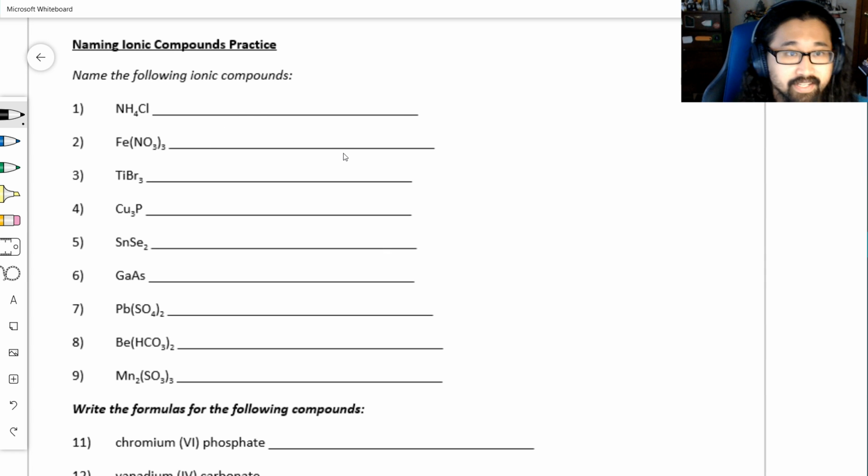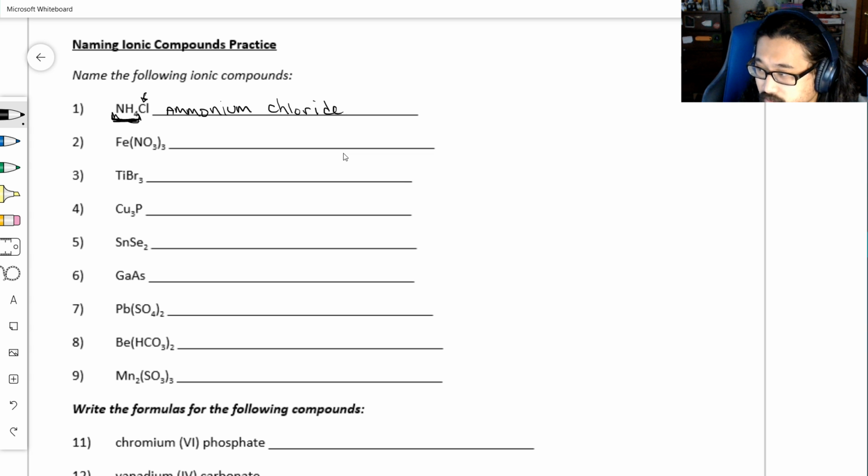So if we had to name these compounds, right, then this NH4 is a polyatomic ion. It's on table E. It's called ammonium, right? And then Cl is an element. It's chlorine, but because it is the non-metal element, we change the ending to IDE, so it's ammonium chloride.